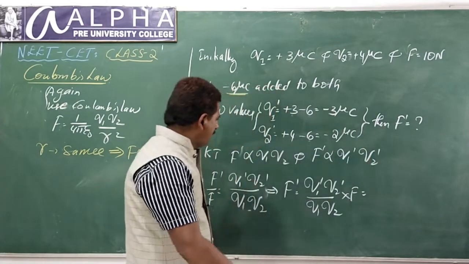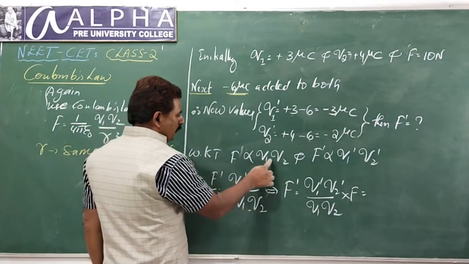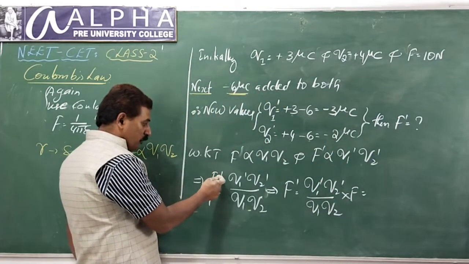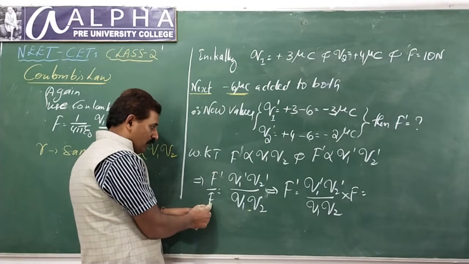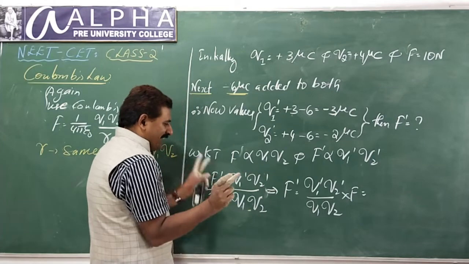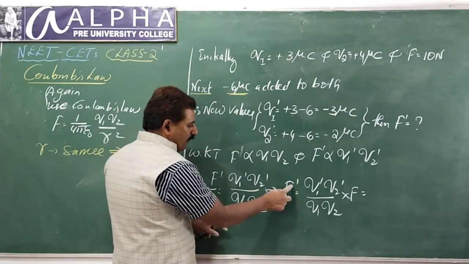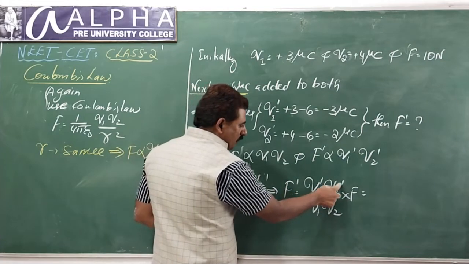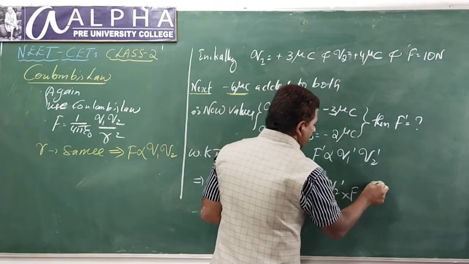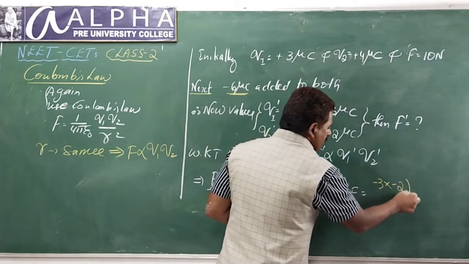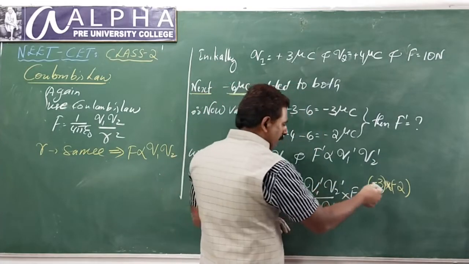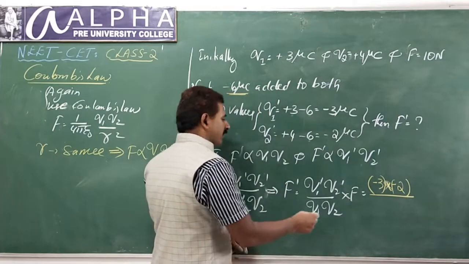That's it, very simple. We use Coulomb's law, F proportional to Q1 Q2 and F dash proportional to Q1 dash Q2 dash. Divide, because you want the new force; the initial force F you know. Q1 dash Q2 dash by Q1 Q2, the 1 over 4 pi epsilon and distance all get cancelled. Now you solve for F dash: Q1 dash Q2 dash divided by Q1 Q2 into F. Write the values. Q1 dash, that is minus 3 into minus 2. You need not write the sign because minus into minus is plus, you can do it in your mind itself.